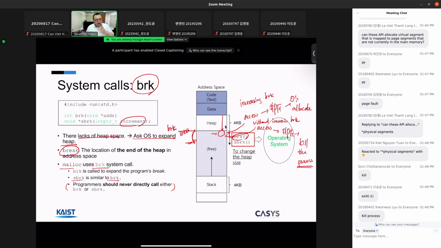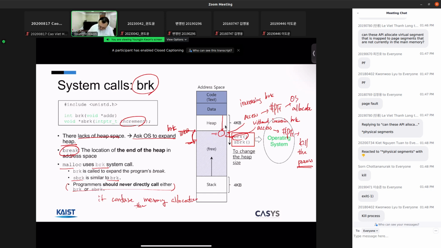Just to be sure, it's good practice to never directly call either BRK or SBRK. Otherwise, the memory manager does not know whether the application has its own state of BRK, using its own BRK system call that confuses the memory allocator. So it's good practice to never directly call SBRK or BRK because it confuses the memory manager. Okay, so that's a good practice.